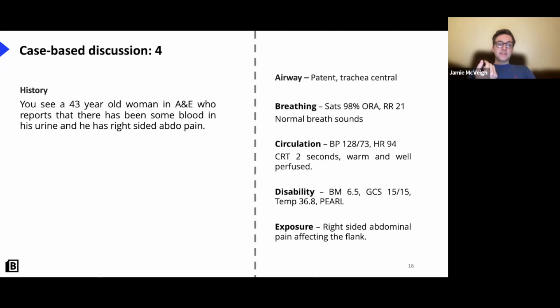Any others? Could it be cancer? Yes, could be. Could be a renal malignancy. With that pain, you'd want to feel for any masses there.